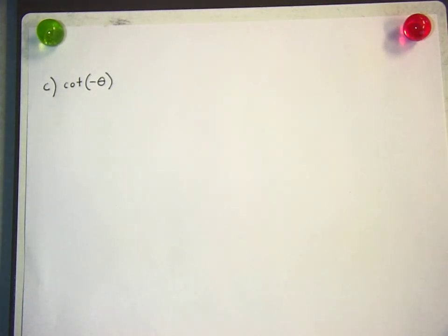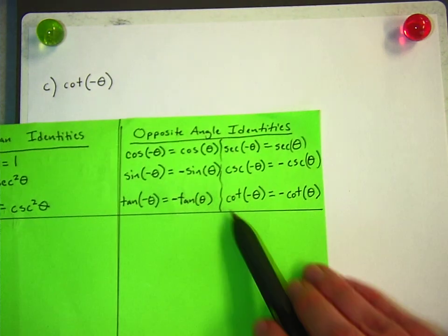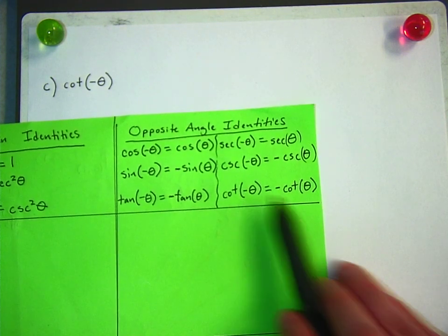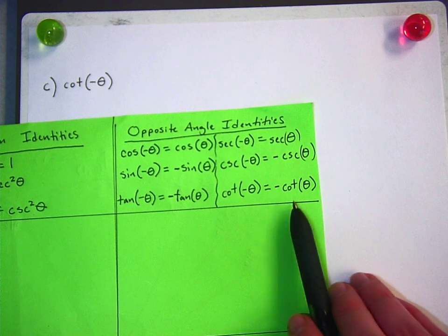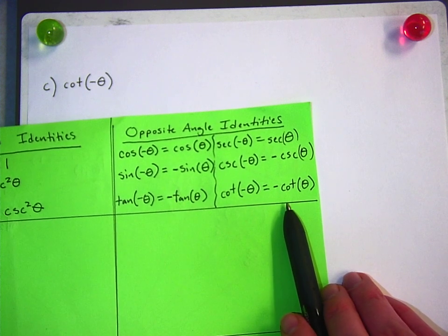Okay, now hopefully when you look at this, the first thing you think of is we just wrote on the back of our unit circle a whole bunch of those negative things, right? And if you look here, you can see that cotangent of negative theta is the same thing as negative times the cotangent of theta. So if we just figure out what the cotangent of theta is and put a negative in front of it, we'll have it.